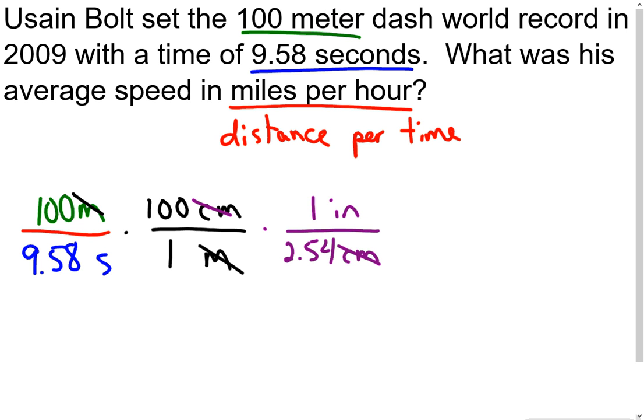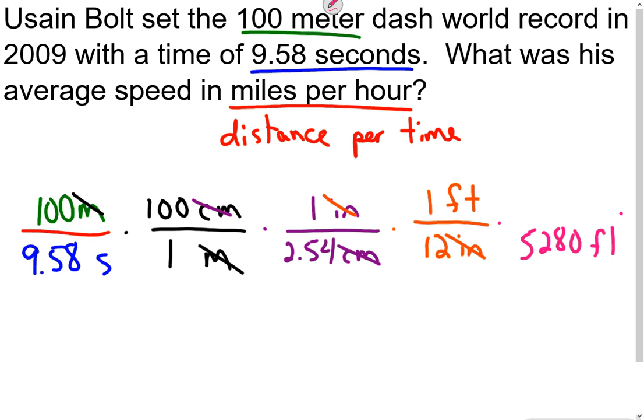But now I've got to convert my inches into miles. So the first thing I would do is go to feet, because I know there are 12 inches in 1 foot. Now, inches are gone, but now I've got to convert feet to miles, and I know there are 5,280 feet in 1 mile. So now when I look at just the labels, I am in terms of miles per second. But I don't want it in miles per second, I want it in miles per hour. So now I've got to work on converting the seconds into hours. I ran out of room, so I'm just going to have to come down to another line.